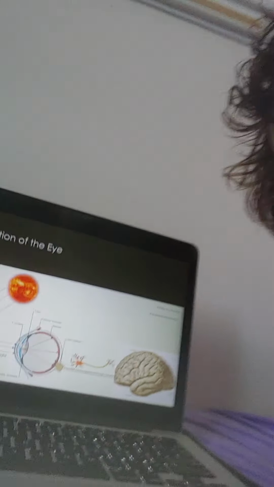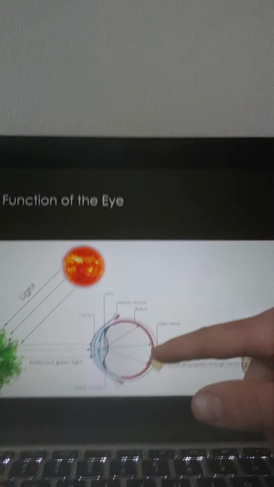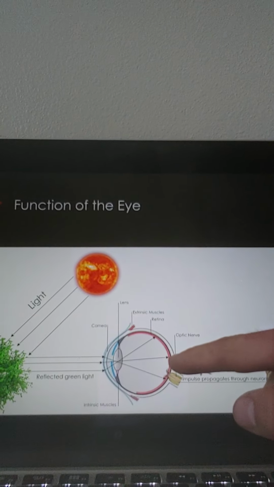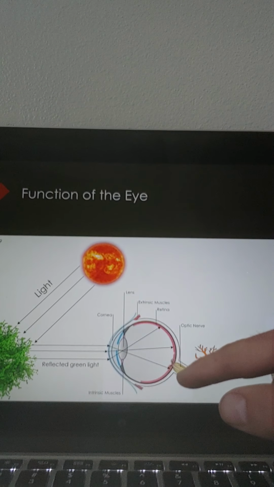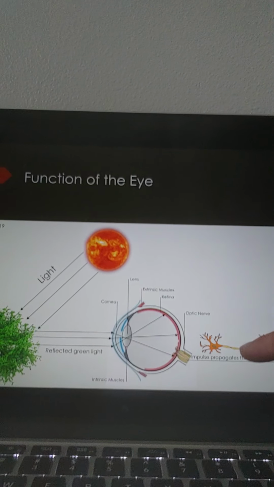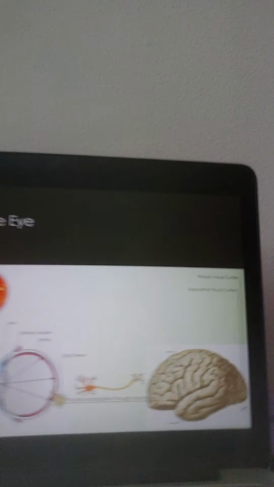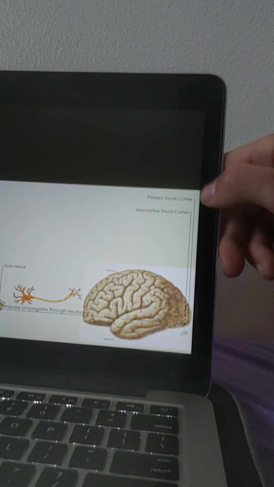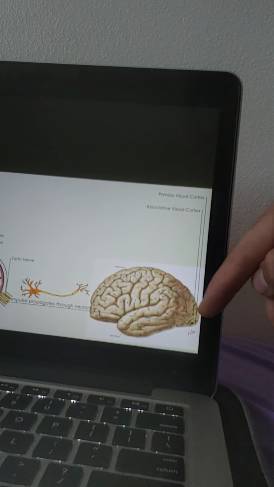So the function of the human eye is to see. And how the human eye does that is by picking up light from cells that receive light and transmit it as an electrical impulse through neurons to the occipital lobe of your brain, where the primary visual cortex, located right here in the back of your brain, will pick it up.